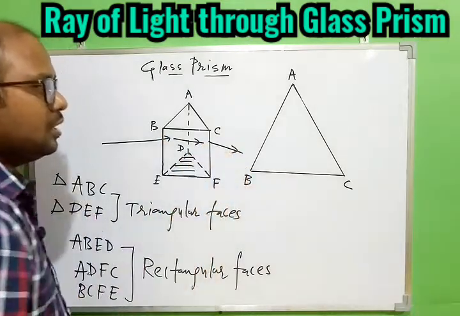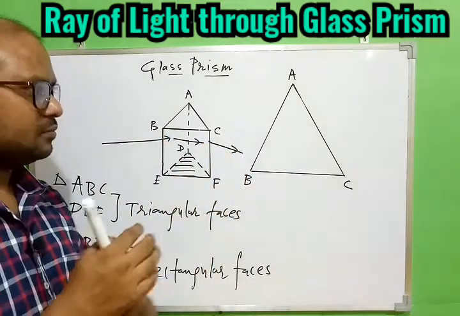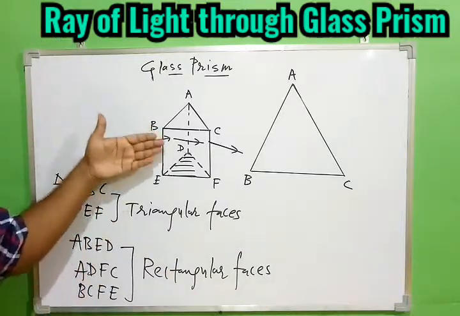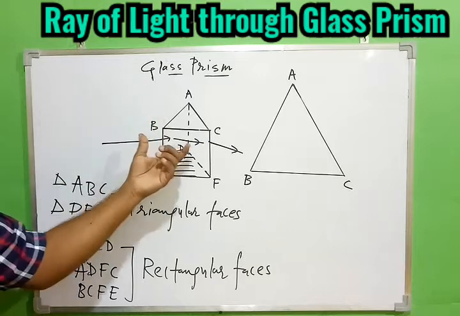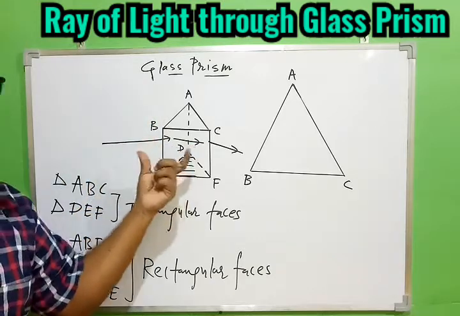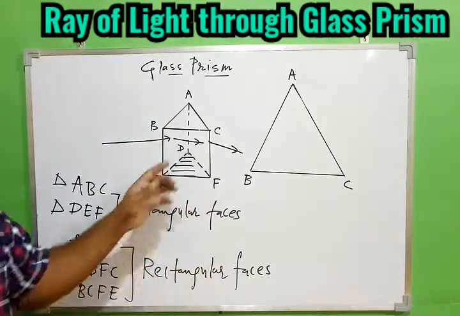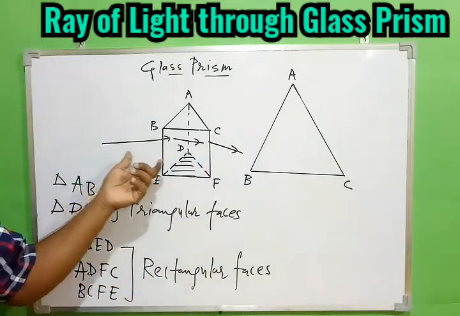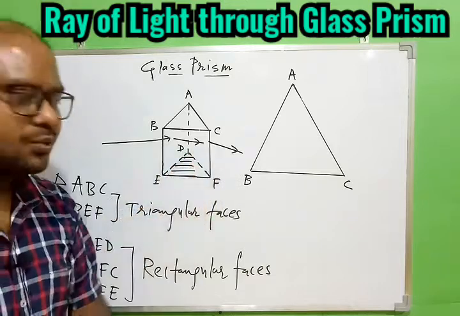So overall, the rays of light that we can see here are the first ray which is falling on the first surface, then the second ray of light which is passing through the glass prism, within the glass, and the third ray which is coming out of the glass. That is, again we have the incident ray, refracted ray, and emergent ray.